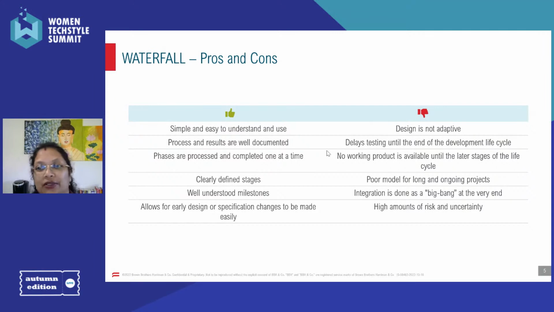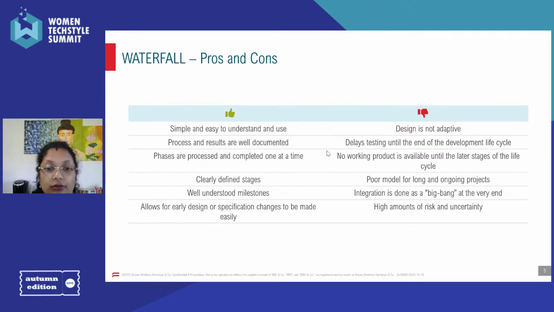So, what are the thumbs down? This design is not adaptive. There is a delay in testing until the end of the development life cycle. There is no working product in the middle to evaluate and see if we are going in the right direction. This was a poor model for long and ongoing projects. Integration is done in the end with a big bang, which adds high amounts of risk and uncertainty.